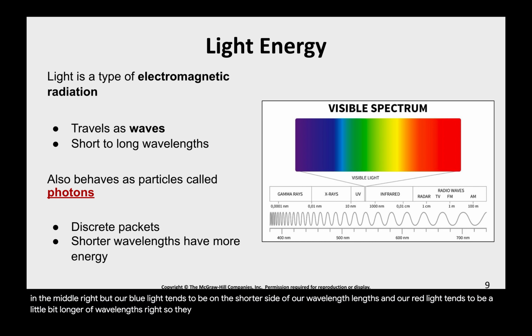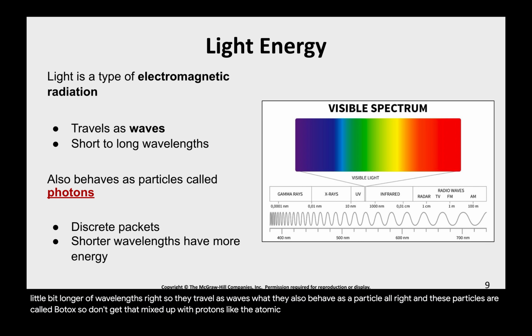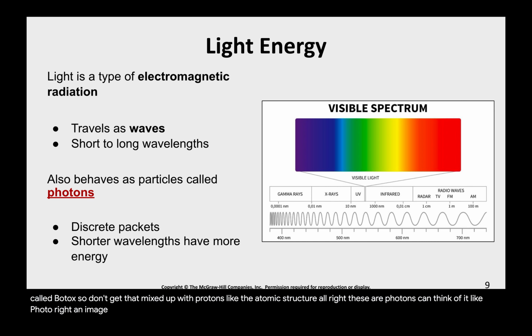So they travel as waves, but they also behave as a particle, and these particles are called photons. Don't get that mixed up with protons, like in the atomic structure. These are photons. You can think of it like photo, an image. To see an image, you need light. So we have our photons, and these are like discrete packages of light.